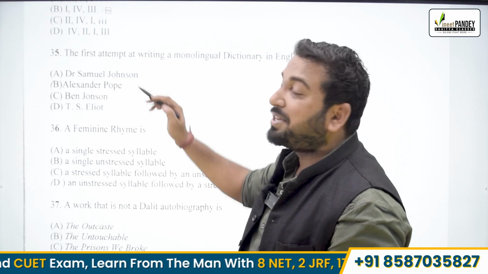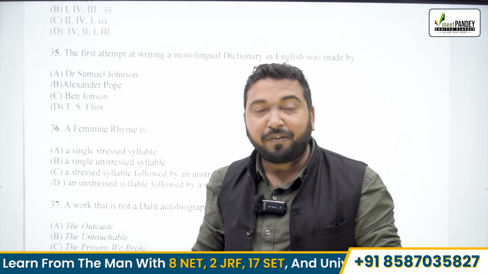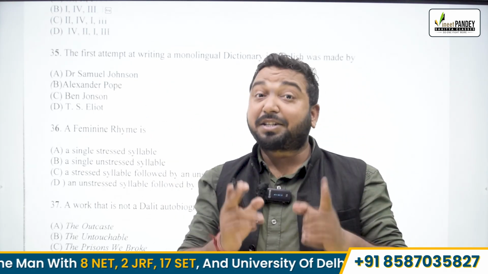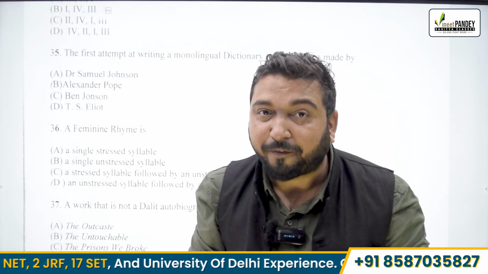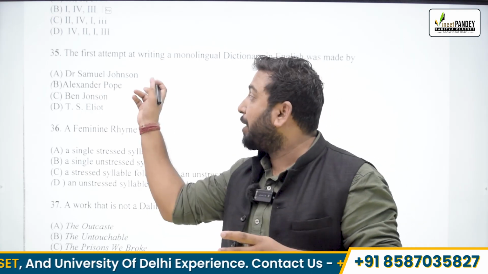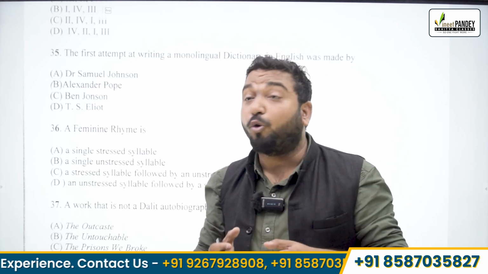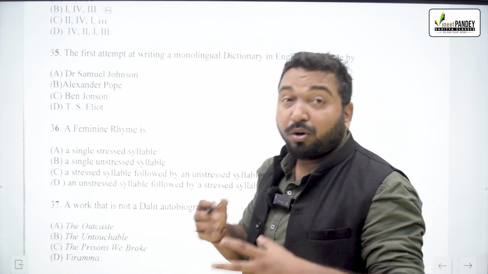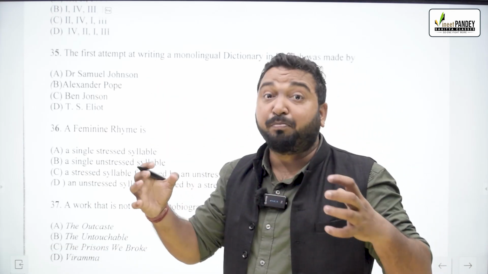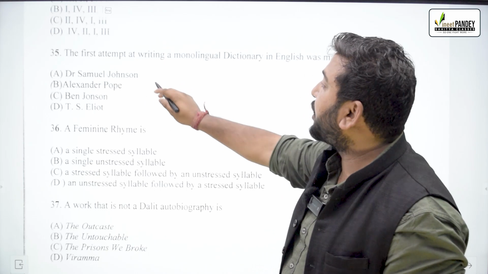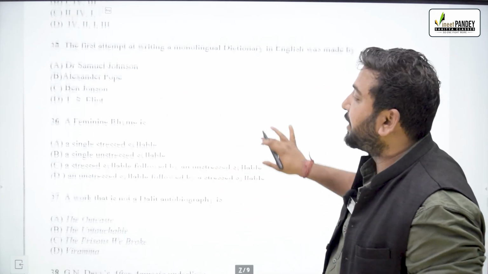Samuel Johnson, 1755, English dictionary. Yesterday I asked a question in my rapid fire: who gave him money to write the dictionary? Who was his patron? William Stanhope. And then when he wrote this dictionary, he said it's great in its bulk. So these are the questions related to it. It's a direct answer, an easy answer.